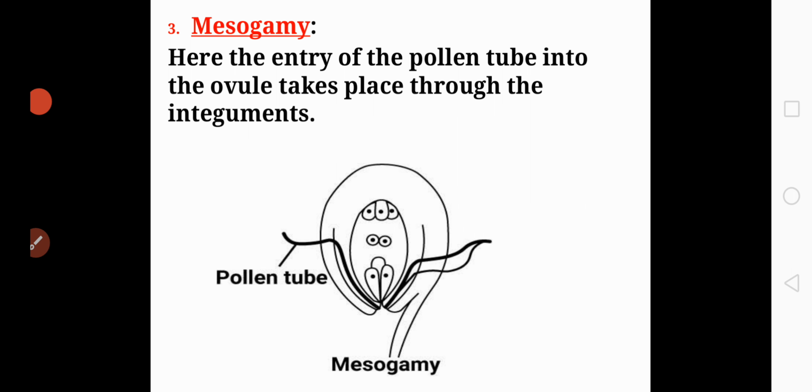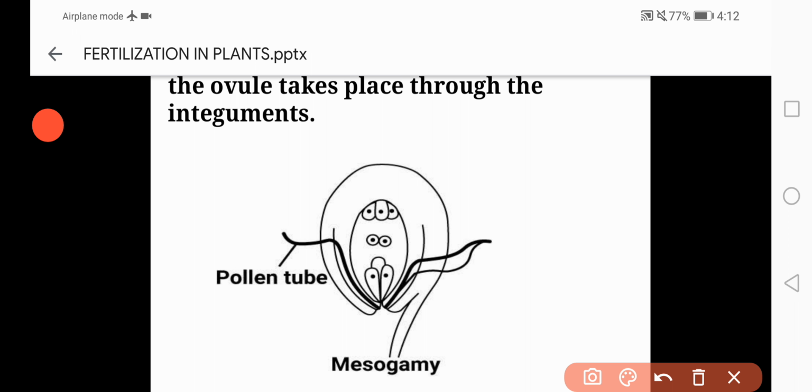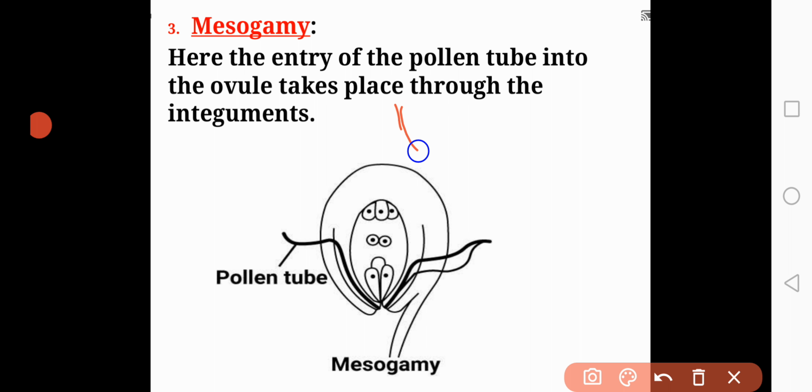During mesogamy, the entry of the pollen tube into the ovule takes place through the integuments. So if the pollen tube enters the ovule by piercing the integuments, then it is called mesogamy. Once again I'll repeat, if the pollen tube enters into the ovule by piercing the integuments, these are the integument portion, correct? Which is nothing but the outer protective layer of the ovule. If the pollen tube enters the ovule through these integuments, then the mode of entry is called mesogamy.